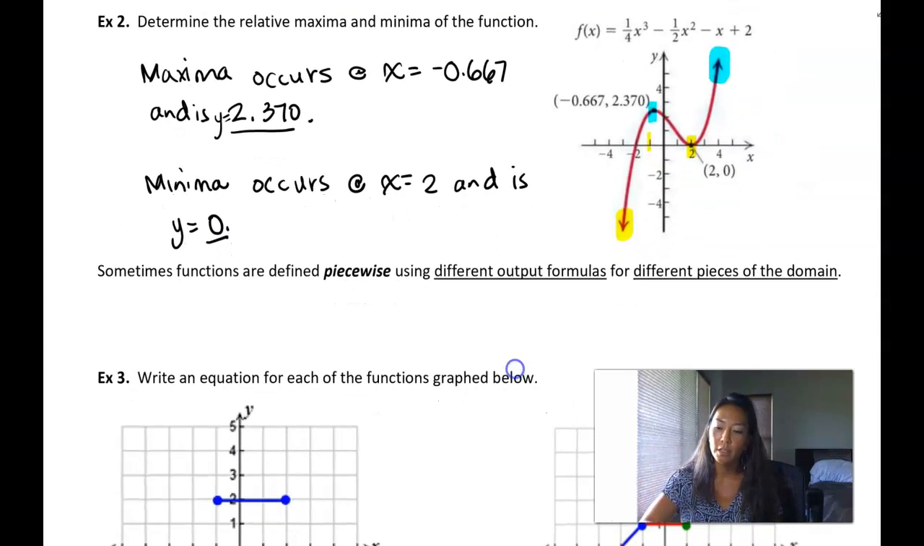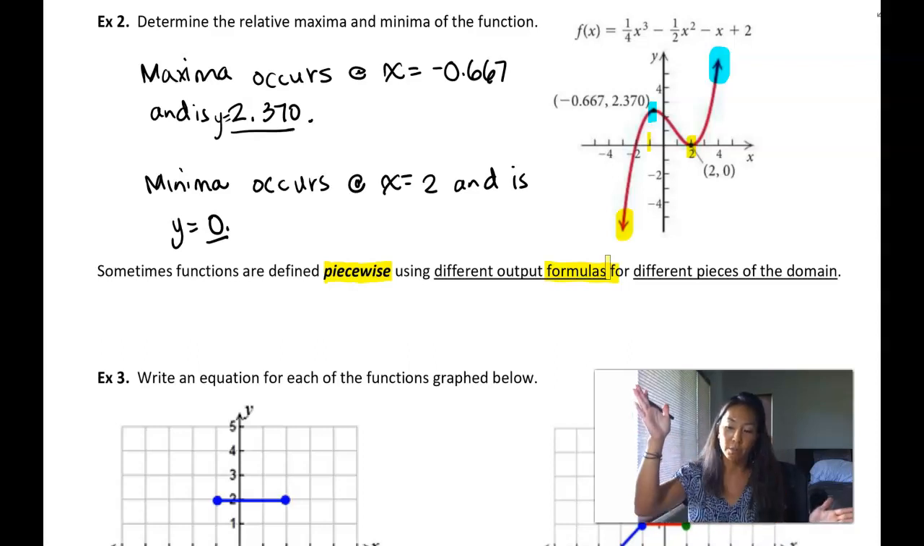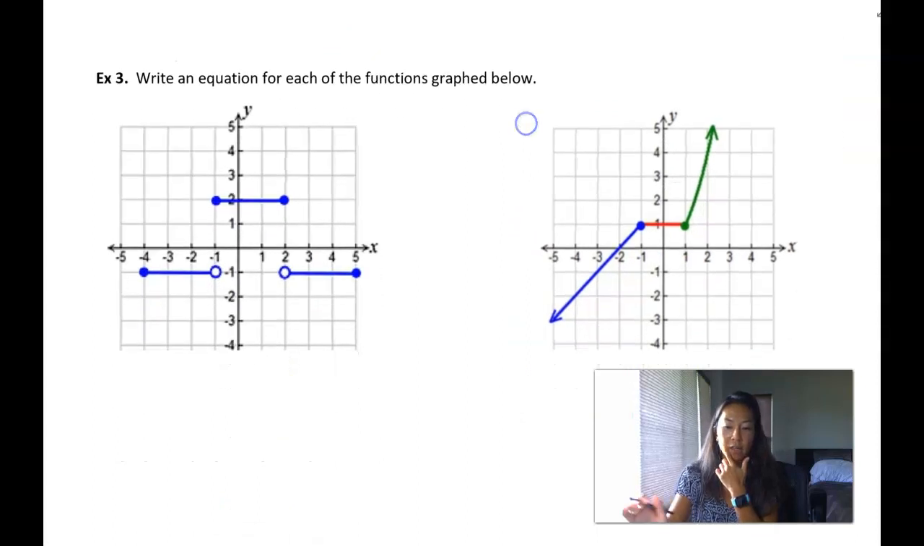So the next thing we're going to look at now is piecewise functions. Sometimes we have pieces that are put together on a graph using different formulas, different functions. So remember how I was talking, you can cut off the function y equals 2x plus 3. You can cut it off and say only for this part. You can do that the same way for this. So looking at example 3, here we have pieces that we can cut off, and we're going to write the equation for the functions below.